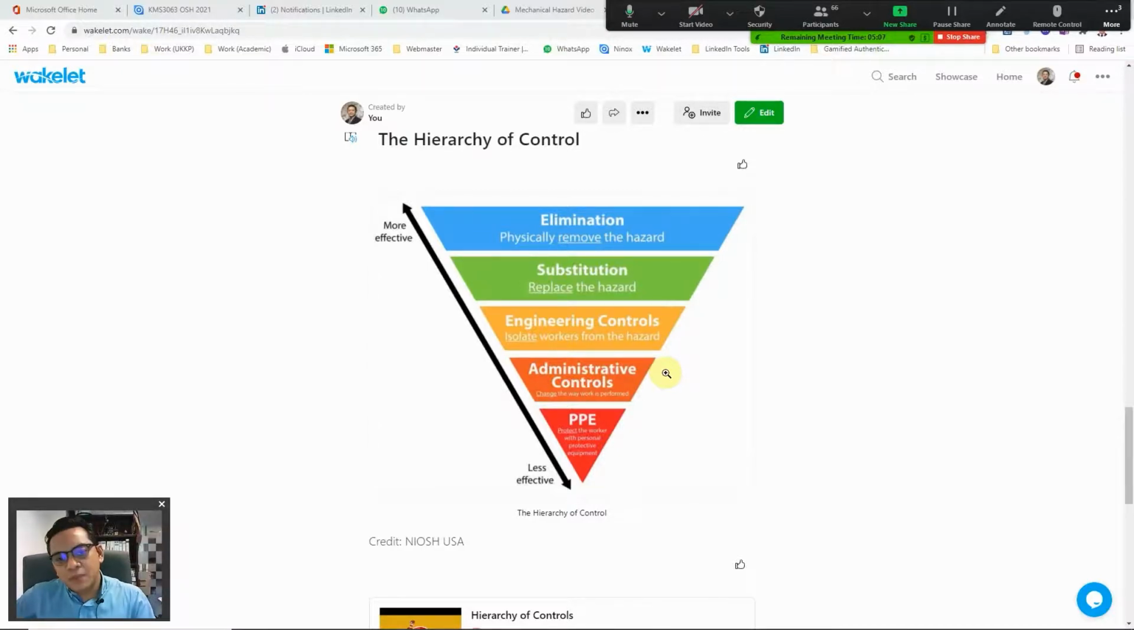If you cannot do elimination, cannot do substitution, cannot do engineering control, cannot do admin control for some reason, then the only thing that you can do is PPE, giving the people who are working with dangerous jobs some kind of protection. So PPE is considered as last resort because it doesn't protect much. It can only protect a certain hazard lah, not all. And it depends on the human too to wear the PPE properly.